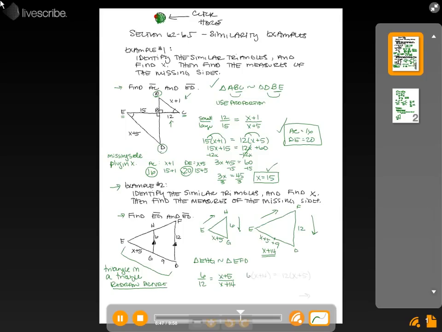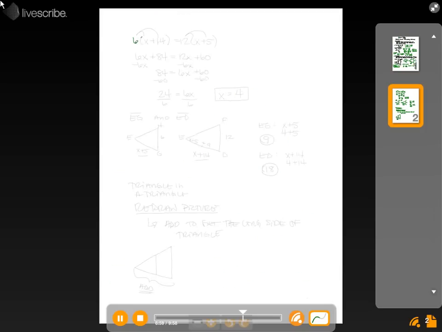We're going to cross multiply, so we have 6 times x plus 14 equals 12 times x plus 5. We're going to go on to the next page and rewrite this so we have more room to work. 6 times x plus 14 equals 12 times x plus 5. Alright, we're going to distribute. 6 times x is 6x. 6 times 14 is 84 equals 12 times x is 12x, and 12 times 5 is 60.